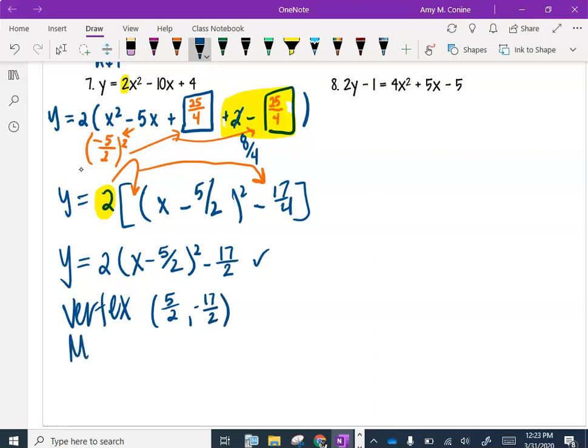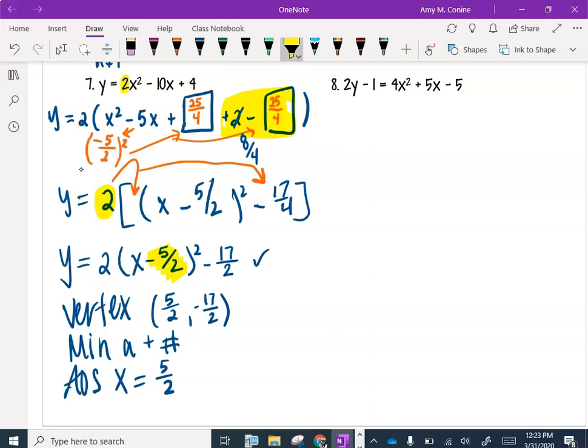I can tell you that it's a min because a is a positive number. Okay. And I can tell you my axis of symmetry is x equals 5 over 2. And remember, it's the opposite of what h is in here.